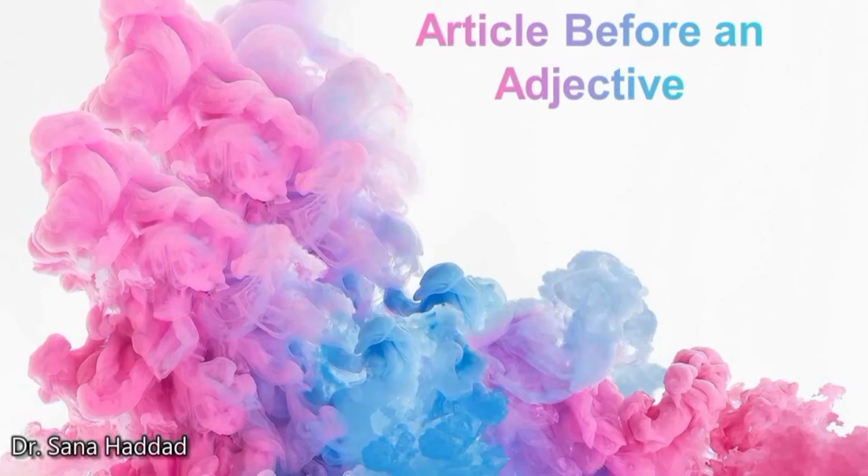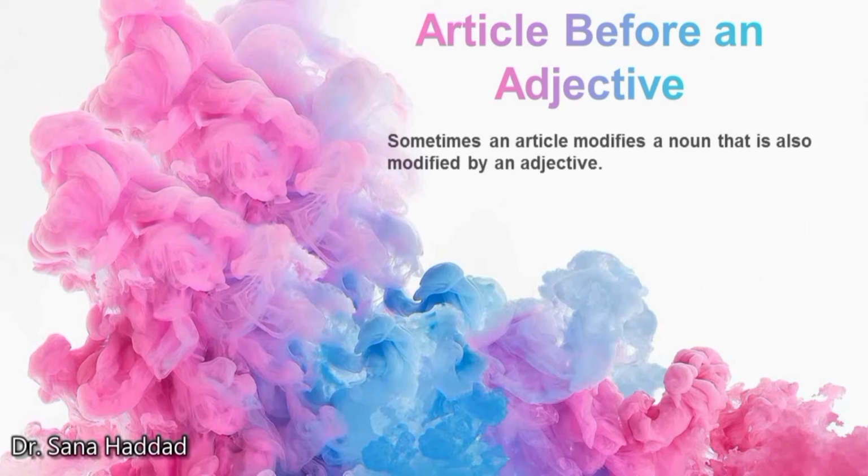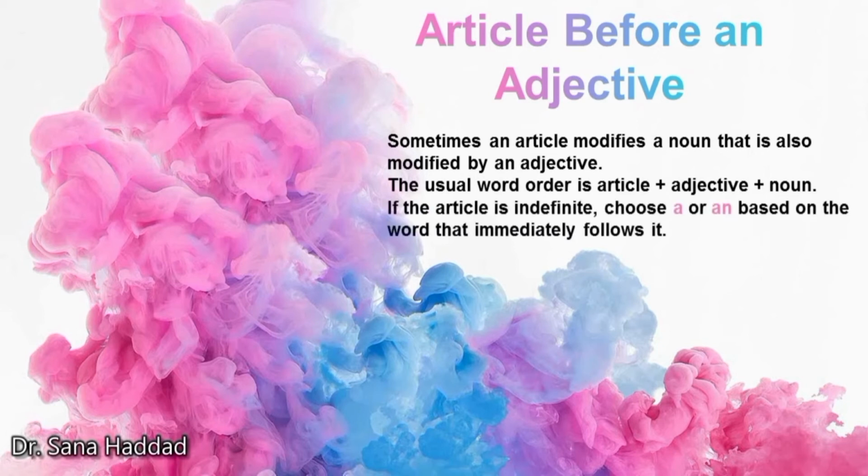Article before an adjective. Sometimes an article modifies a noun that is also modified by an adjective. The usual word order is article plus adjective plus noun. If the article is indefinite, choose a or an based on the word that immediately follows it.